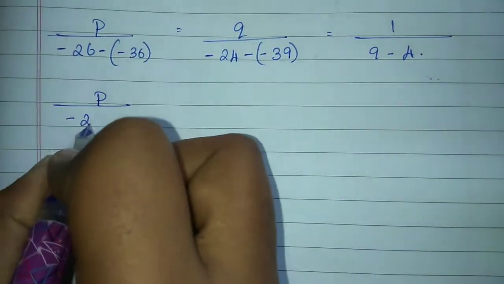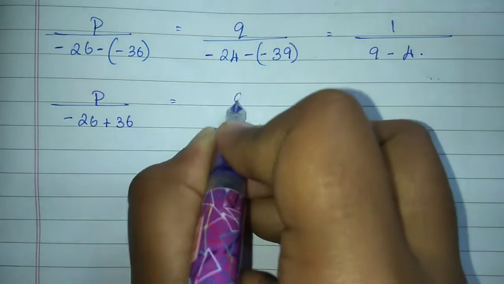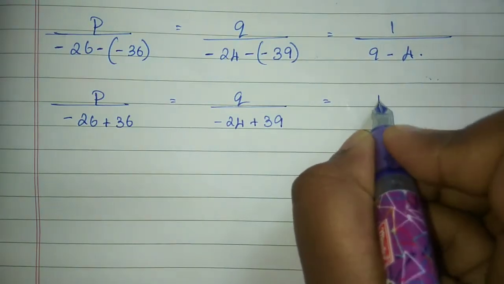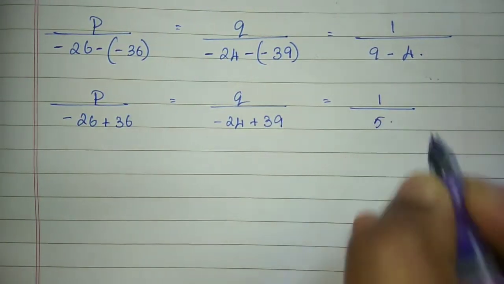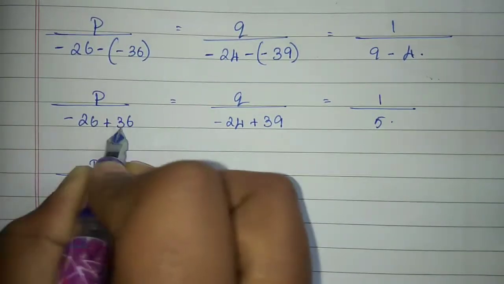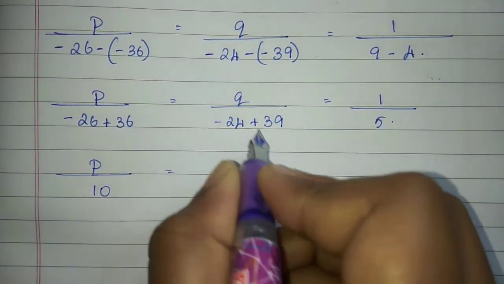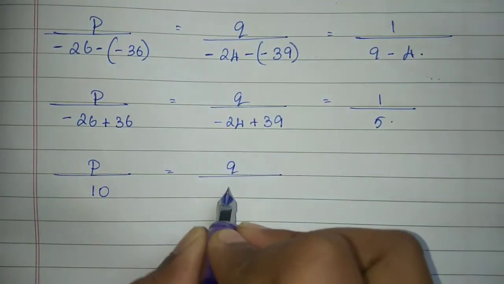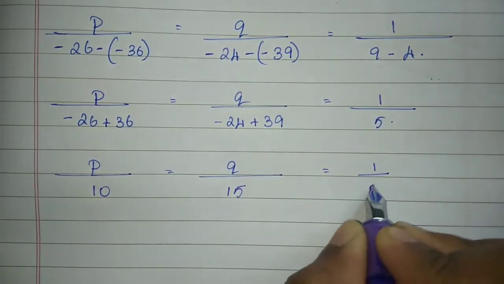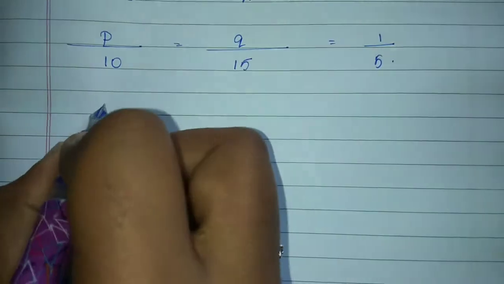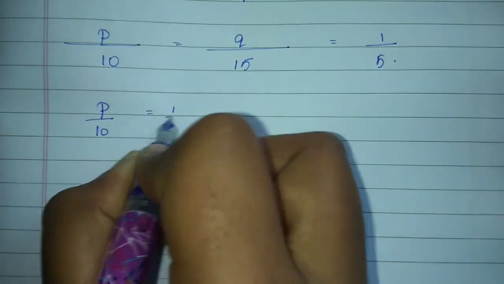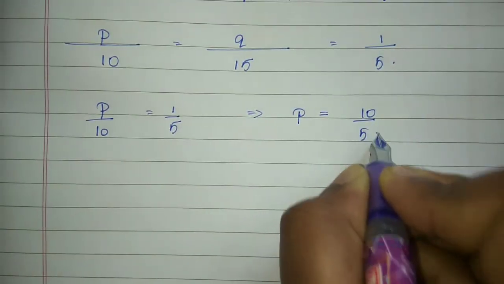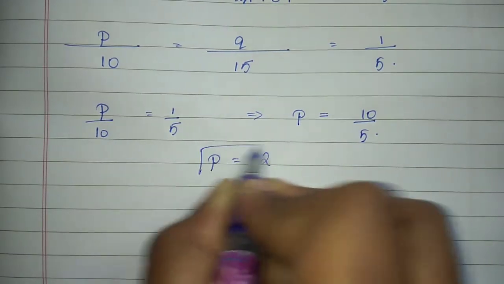So P by minus 26 plus 36 is equal to Q by minus 24 plus 39 is equal to 1 by 9 minus 4 is 5. So P by minus 26 plus 36 is 10 is equal to Q divided by 39 minus 24, it is 15, is equal to 1 by 5. So let us equate it. So P by 10 is equal to 1 by 5. This implies P is equal to 10 by 5. So therefore my P is equal to 2.